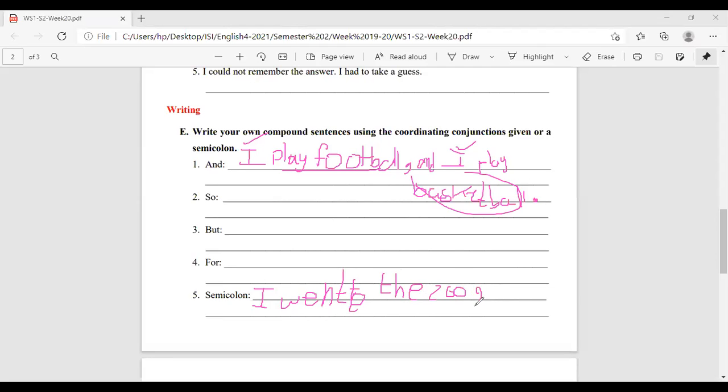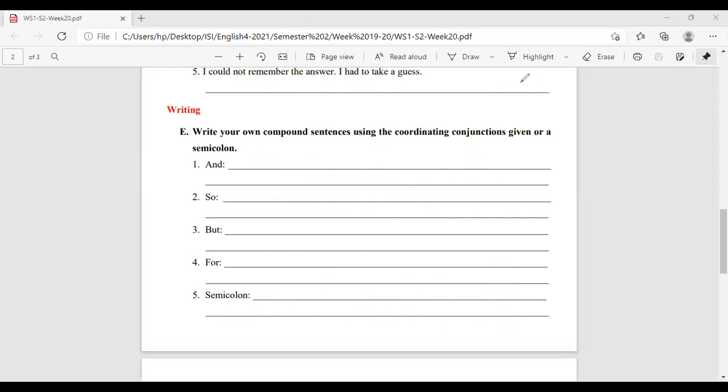Okay. Semicolon. It was so funny. Look here. I went to the zoo; it was so funny. So instead of using a comma with a coordinating conjunction, I used a semicolon alone. You see, guys, just a semicolon, with no coordinating conjunction. So this is a correct compound sentence.